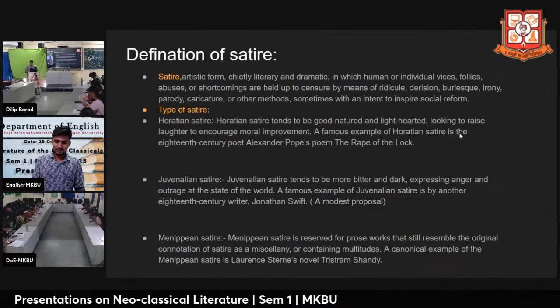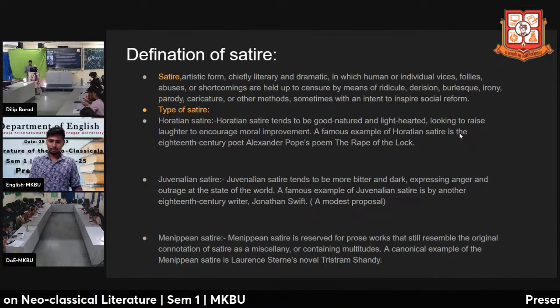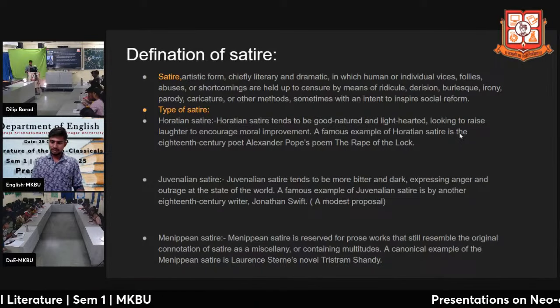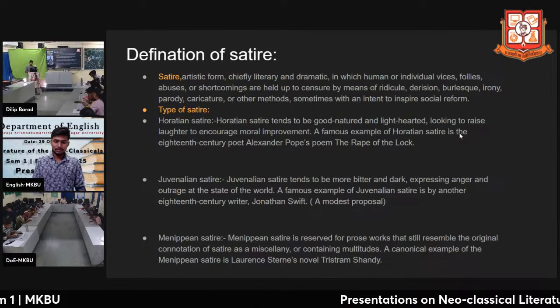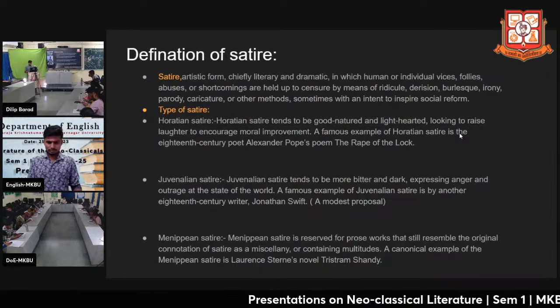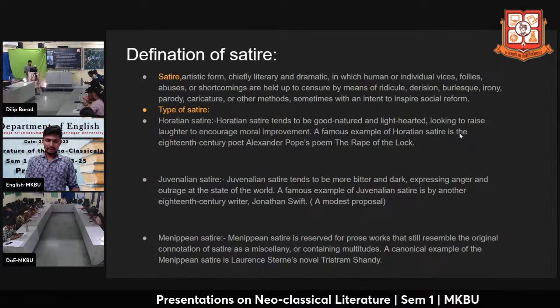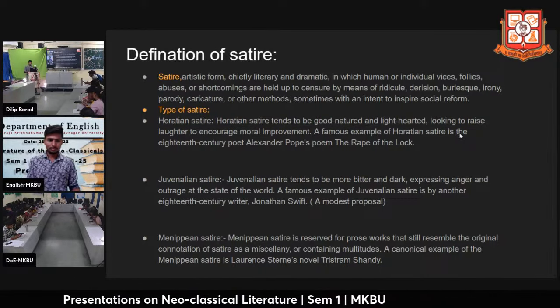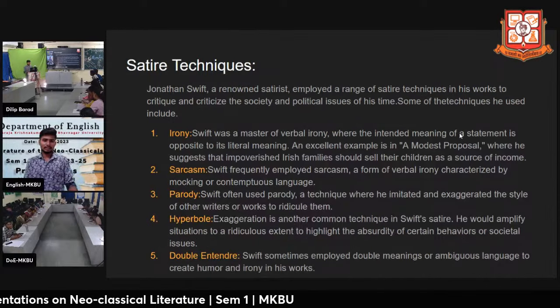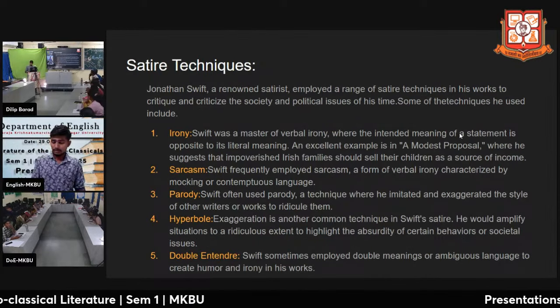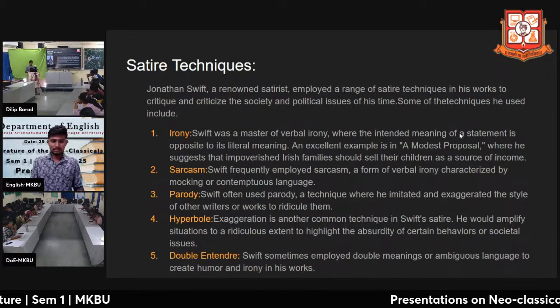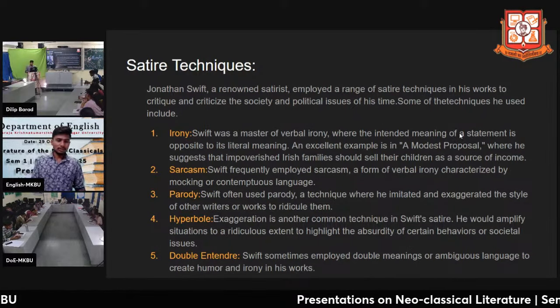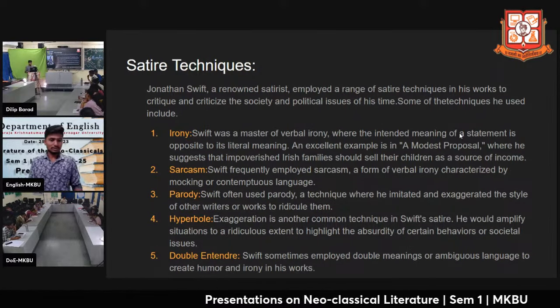Many times satire is reserved for prose work. Satire resembles the original connotation of satire, a miscellany and contending multitude. Satiric techniques. In his satirical work, Jonathan Swift used satirical techniques.